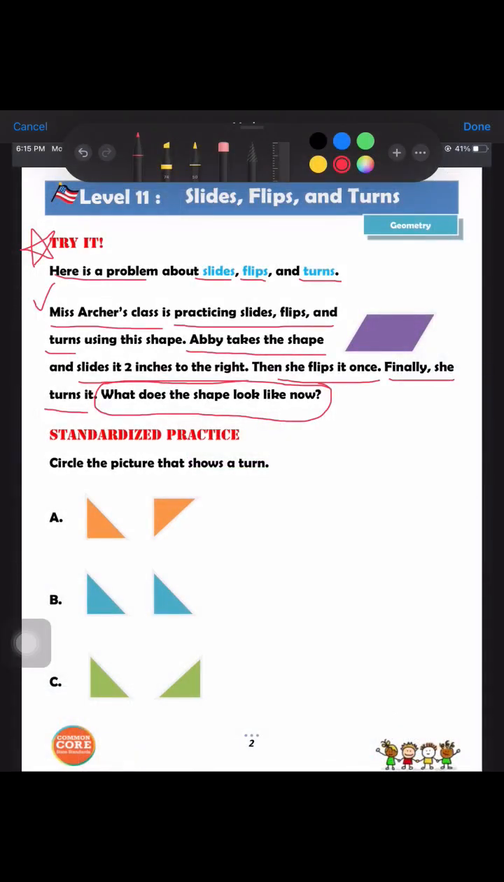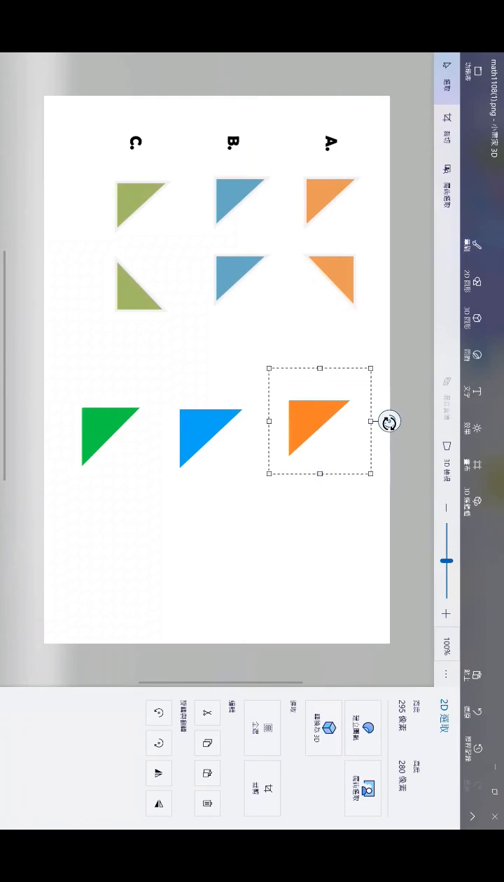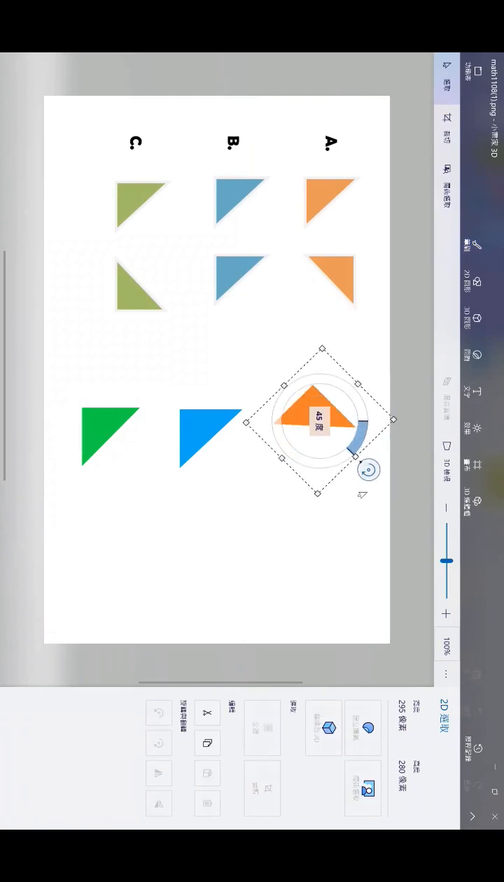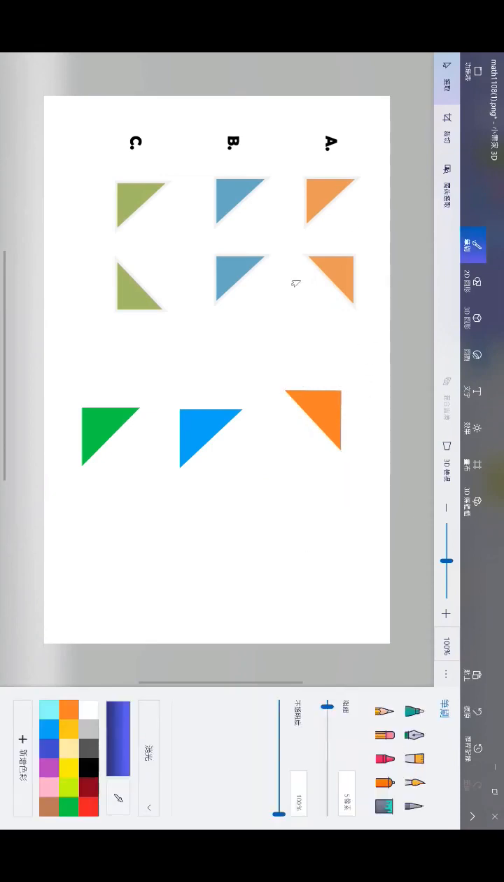Okay, and then we move on to the standardized practice. Circle the pictures that show a turn. So there are 3 options. First of all, we take a look at option A. Option A is an orange triangle. So we try to turn it. That means we rotate it 90 degrees in a clockwise direction. So now it becomes exactly the same as this triangle. So option A shows a turn.